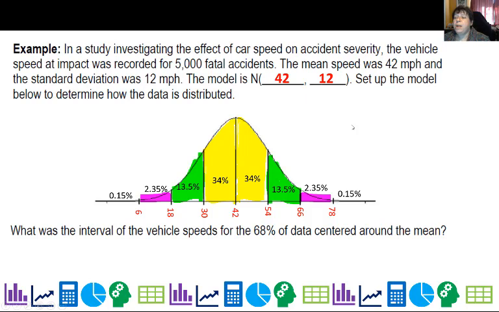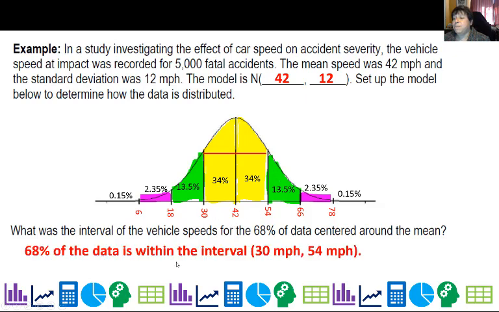All right, what is the interval of vehicle speeds for 68% of the data centered around the mean? Well, that's this yellow region right here. So all I have to do is say 30 to 54. 68% of the data is within the interval 30 miles per hour to 54 miles per hour.